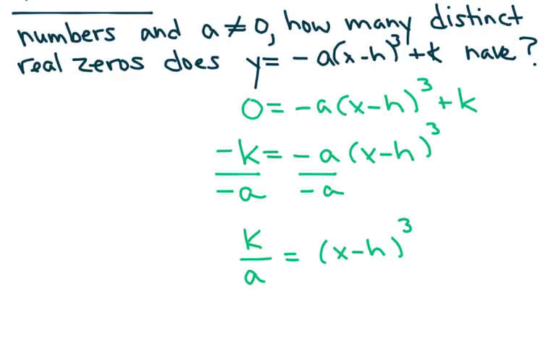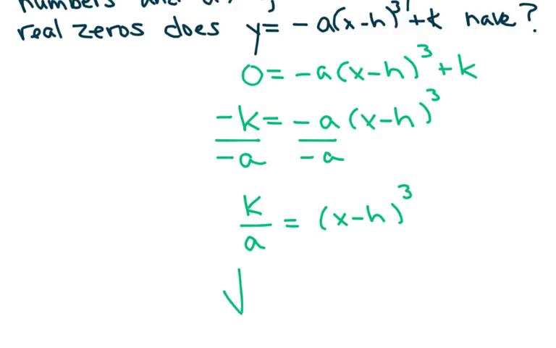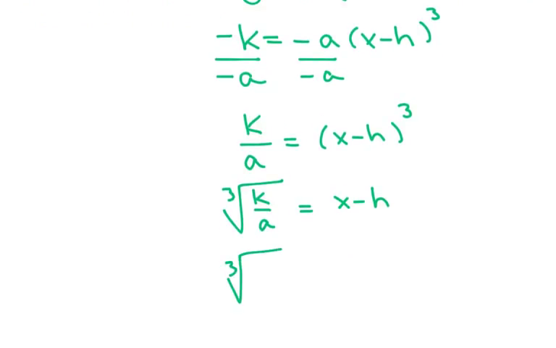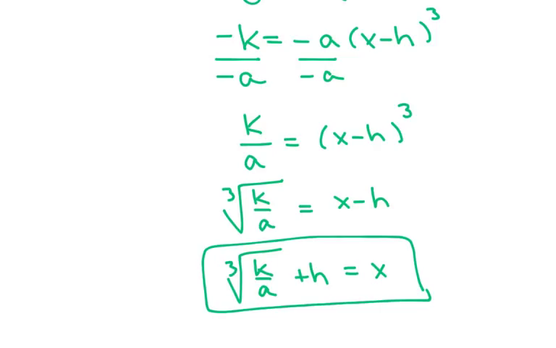When we get rid of a square on something, the inverse operation is square rooting. To get rid of a cube on something, the inverse operation is cube rooting. So we would cube root k over a. And now the last thing that would happen is we would add h to the other side. And this is what x would equal. Well, x is going to be one number, disregarding any multiplicities.